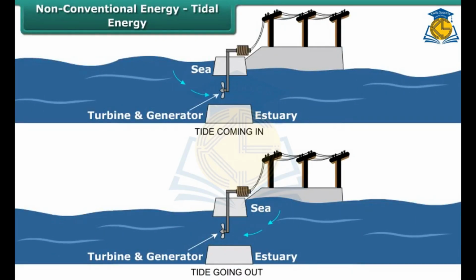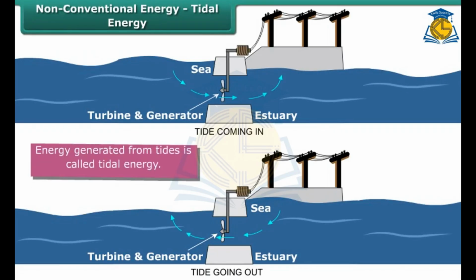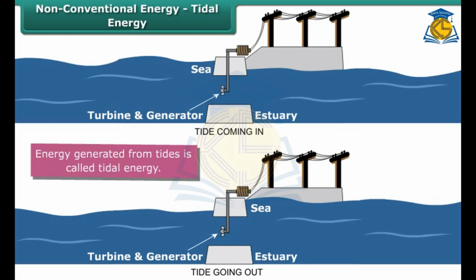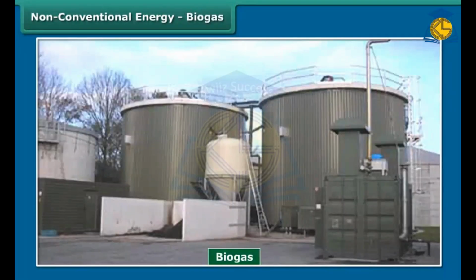Non-conventional energy. Tidal energy. Do you know what is tidal energy? It is the energy generated from tides. During high tide, the energy of the tides turn the turbine blades in the dam to produce electricity.